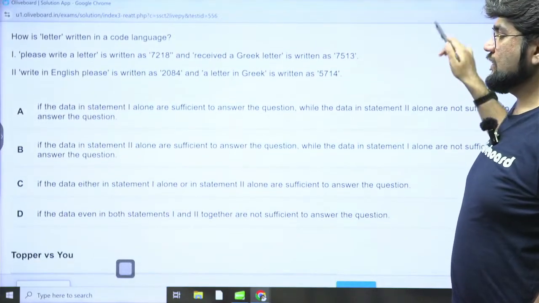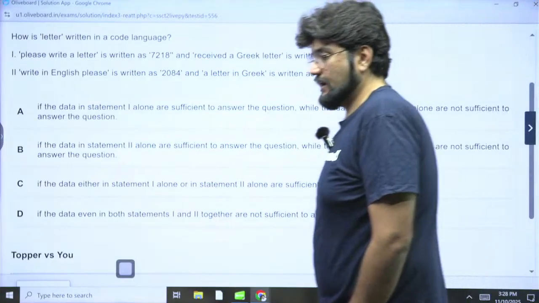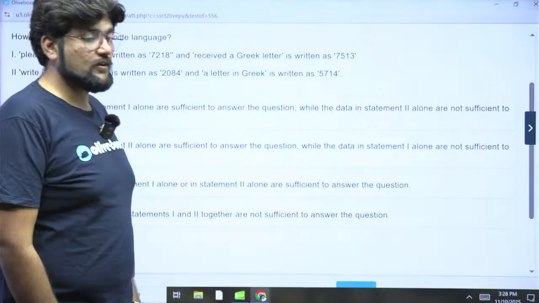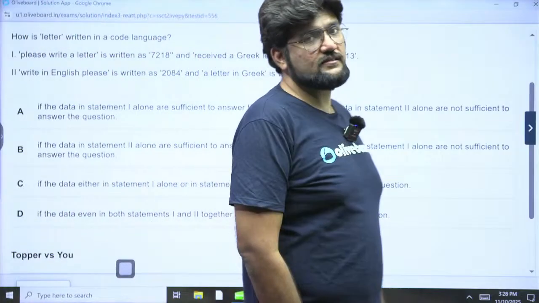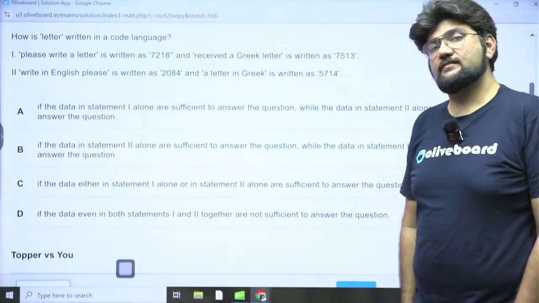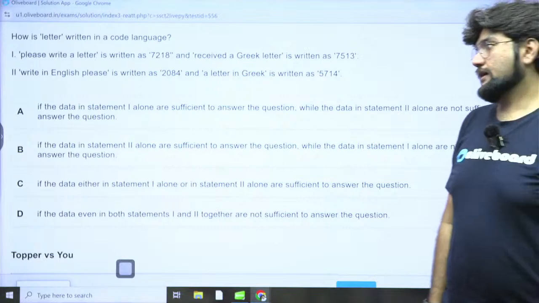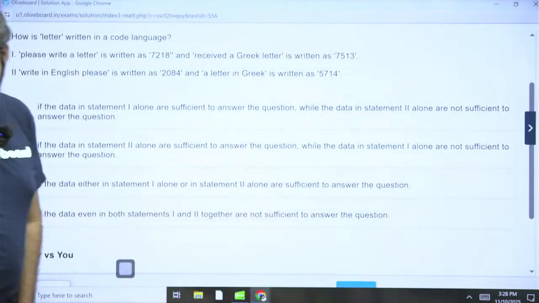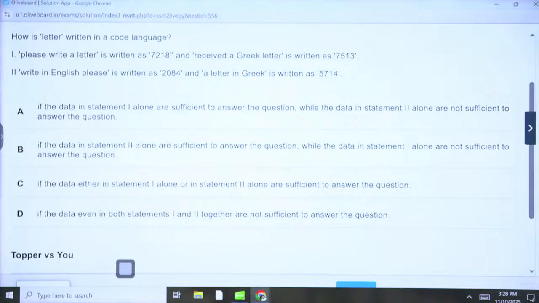A lot of questions come from data sufficiency, and I've observed regularly that students end up taking a lot of time in data sufficiency even if the questions are right. So I'm planning a session this week for you guys where I'll be discussing data sufficiency with you over 2 sessions. Okay, so don't forget to attend that. Let's continue with this one now.